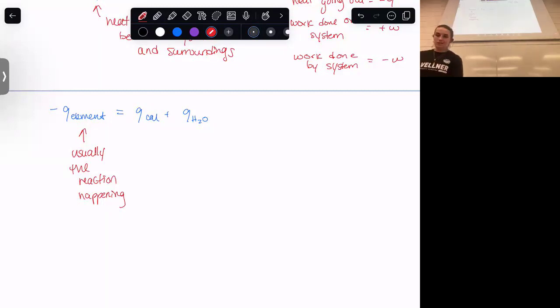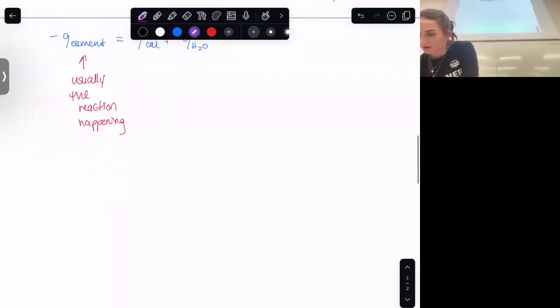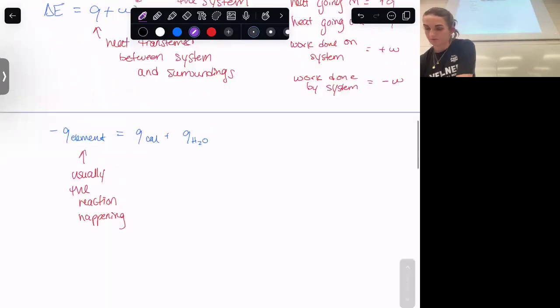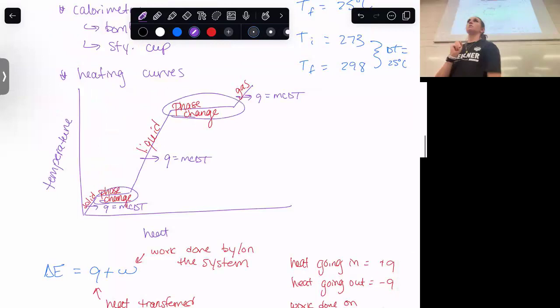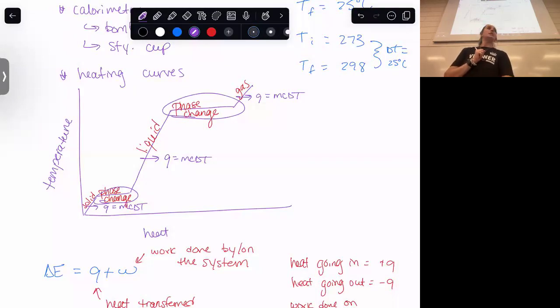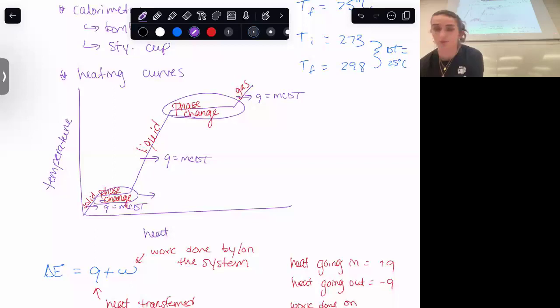Not entirely Q, but I'll still put it out there. Or I guess it is Q. Going back to our heating curves, we have our phase changes. What do we use there in order to determine the heat or energy required? Yes, yep. So there's two ways that you can see this.